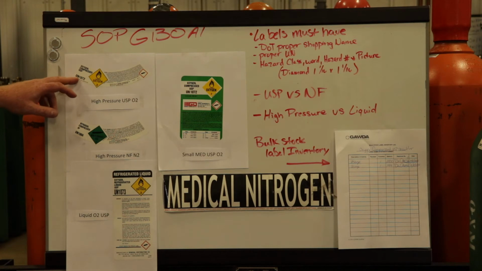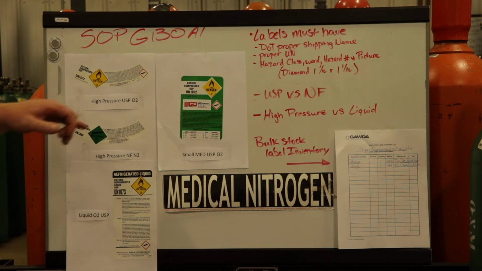Right here we have an oxygen compressed USP high pressure shoulder label. We have a nitrogen high pressure NF shoulder label. Down here we have a liquid O2 USP sidewall label, and then right here we have a small med oxygen compressed sidewall label as well.